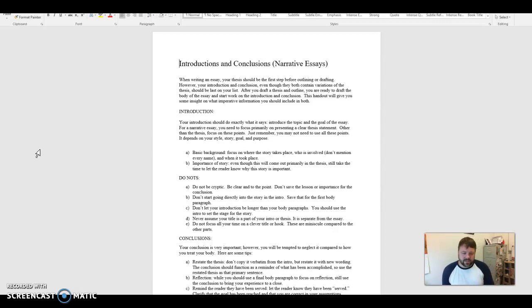And E, do not focus all your time on a clever hook or even a title, really, but that hook. Everybody's like, they've been taught for so long, I got to have a really cool, catchy hook in the intro. No, forget that stuff. When you go further into your essay writing and reading throughout college, you'll forget even what a hook is. So I say don't waste your time on that right now.